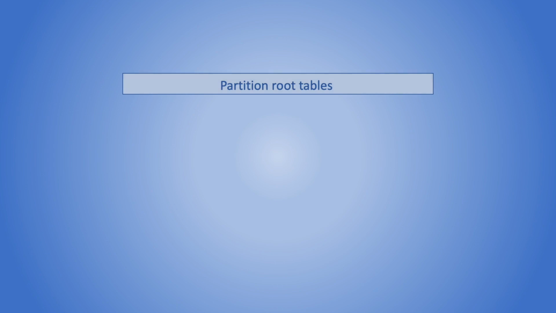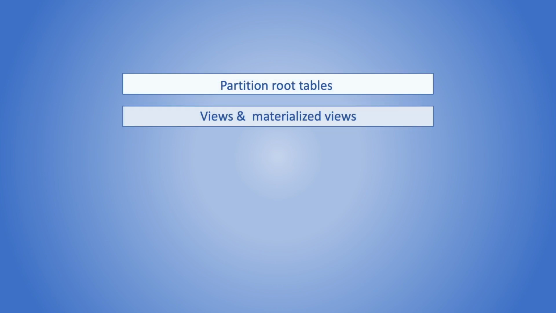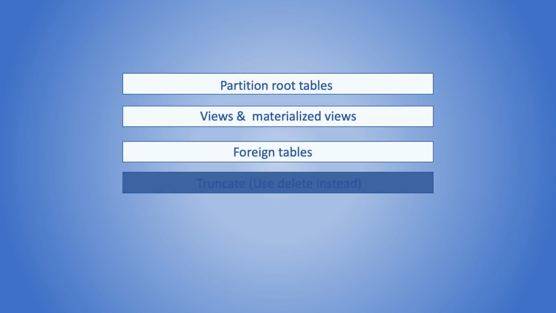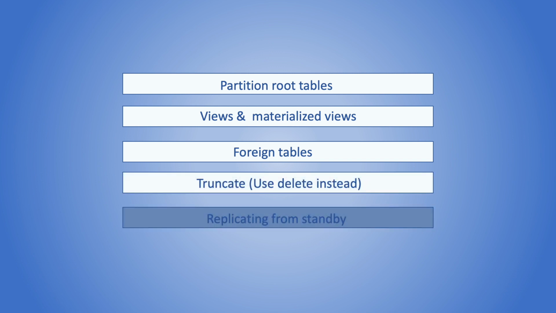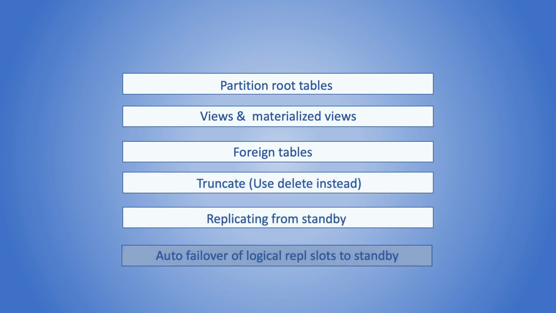What are the database features that are not supported by the CDC engine? The root or the base of a partition table is not supported for replication. However, the derived tables can be mapped and replicated from. Views are not supported, nor are materialized views or foreign tables. Truncate is not supported. We will have to delete the rows instead. Replication from standby is not supported. Also note that replication slots will not be copied by PostgreSQL to standby automatically, making automatic failovers infeasible.